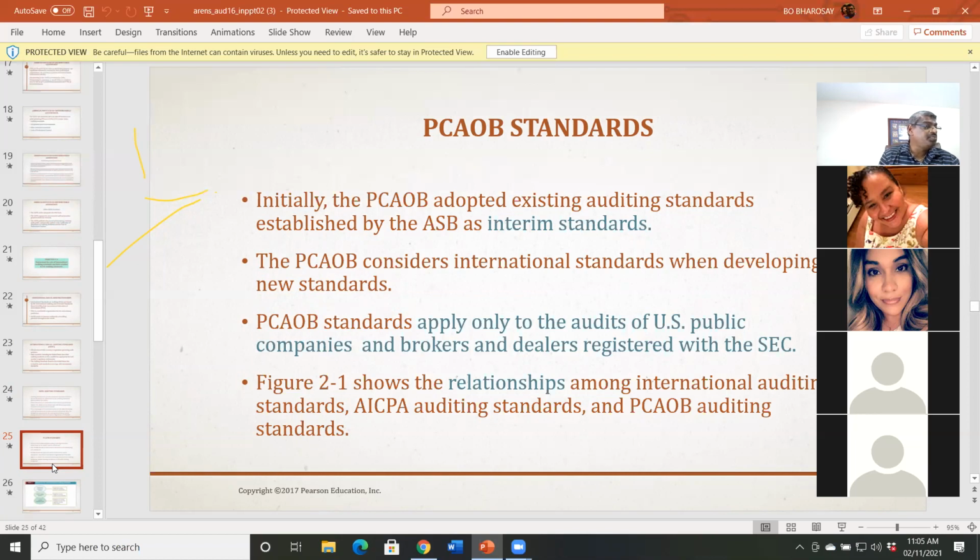Figure 2.1 on page, what page is that? On page 33 in your textbook. It shows the relationship among international auditing standards, AICPA auditing standards, and PCAOB auditing standards.